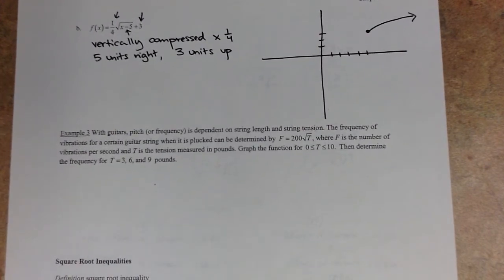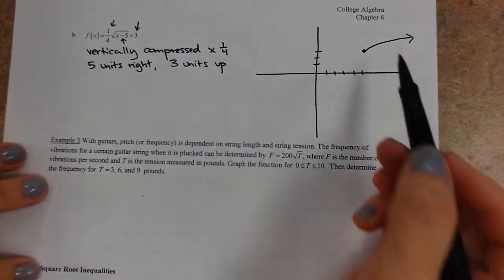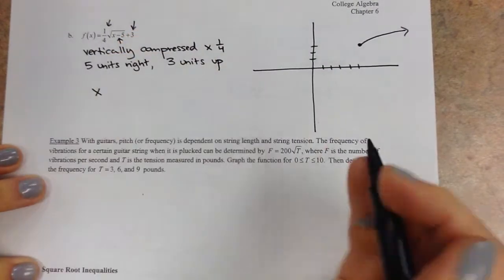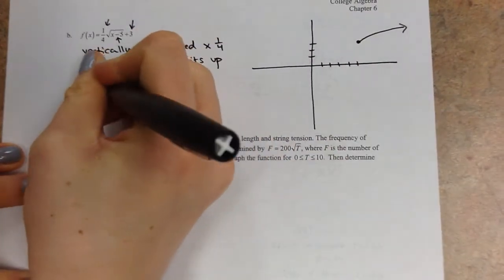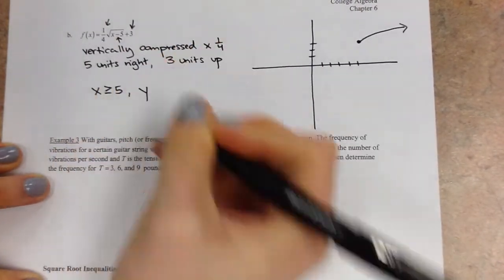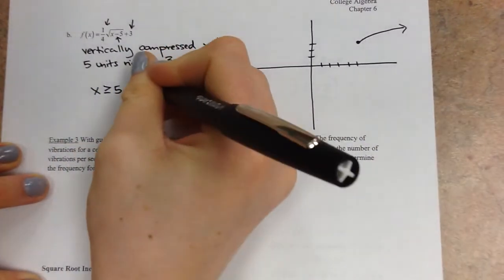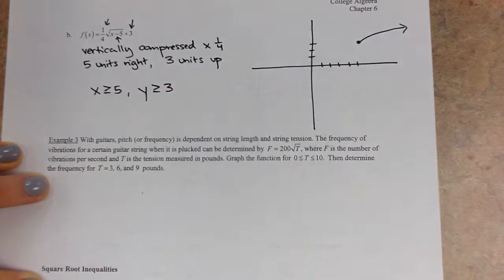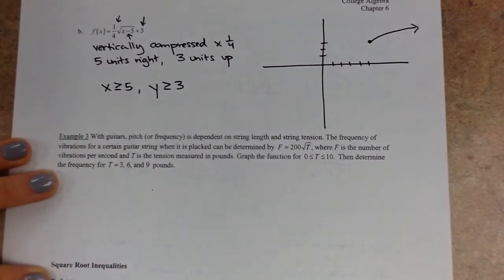We were asked for the domain and range. So domain and range for this one, x starts right here at 5. So x, you can plug in anything greater than or equal to 5. And then for y, the lowest value is 3. And the y values will be anything greater than or equal to 3. It's actually pretty easy to figure out once you've got a graph in front of you.